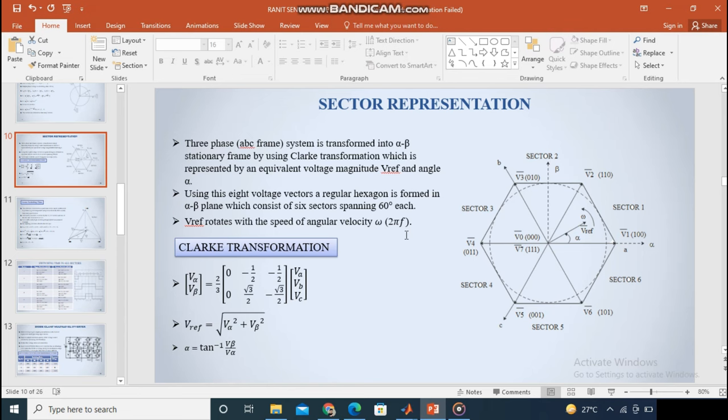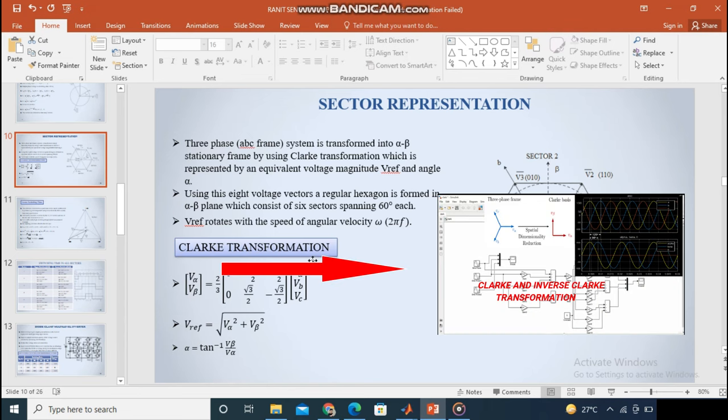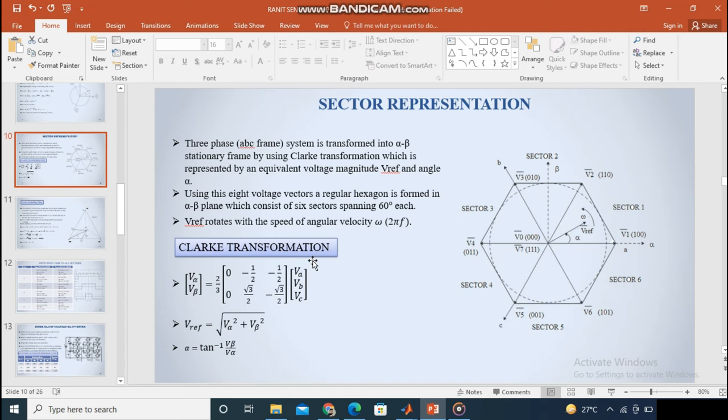So now at first we have to transform the 3-phase quantity into 2-phase quantity by using Clarke transformation. I have already uploaded a video on Clarke transformation, so I will put the link in the description box. You will easily get it. From this 2-phase quantity we can get our V reference and our angle alpha. Alpha is the angle between the rotating vector and the stationary reference frame alpha beta.